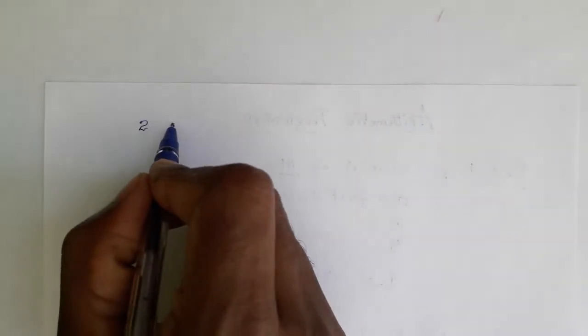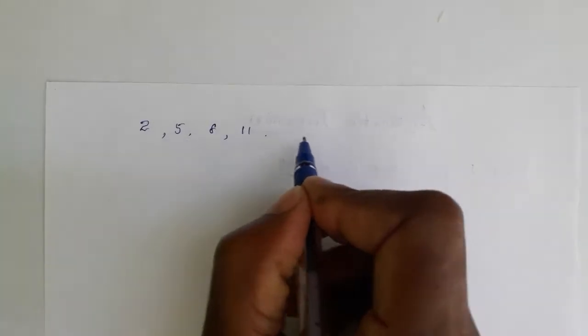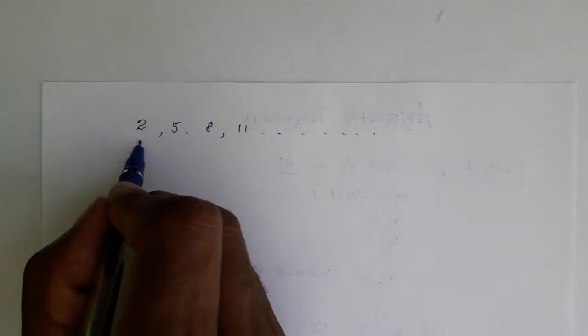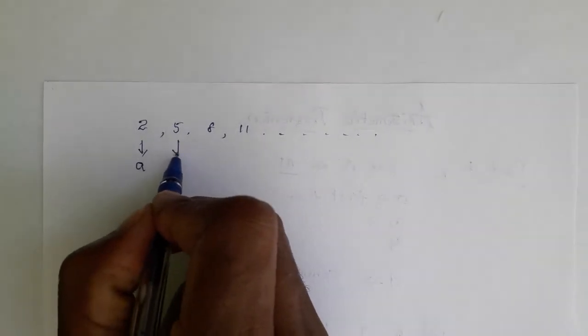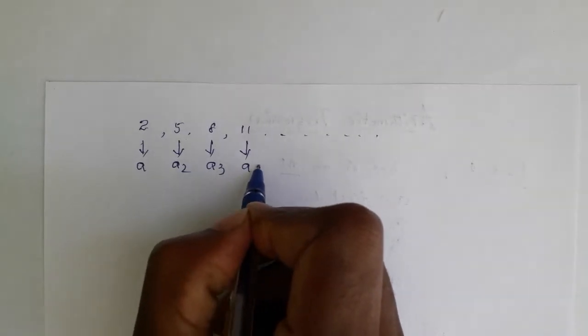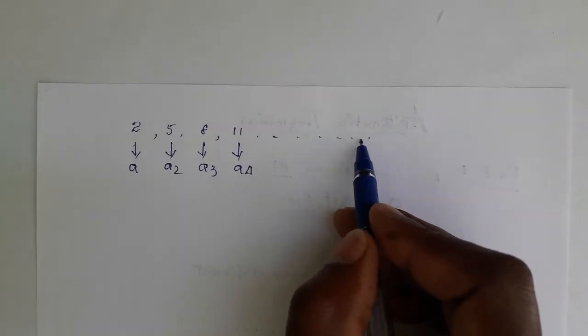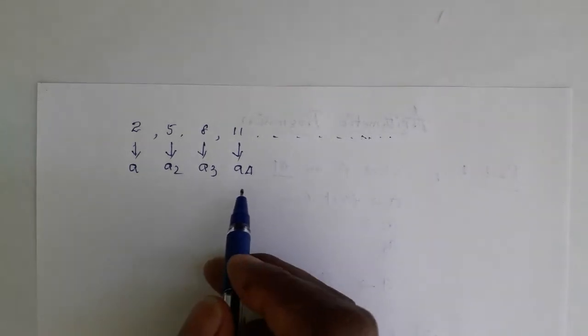Suppose here the values are 2, next value 5, 8, 11, dot. See, this is called A, this is called A2, the next is A3, A4, afterwards dot. It is an infinite arithmetic progression. A finite arithmetic progression ends with a full stop, but here there is no full stop. It is a continuing infinite AP.